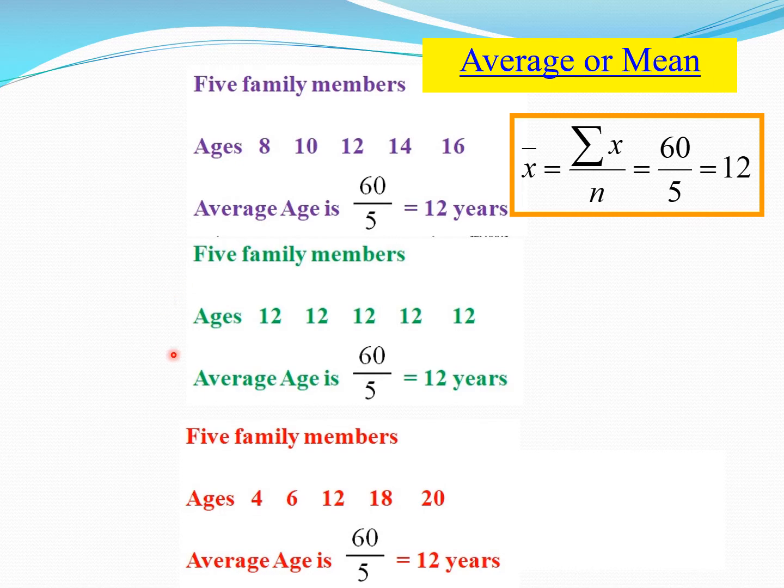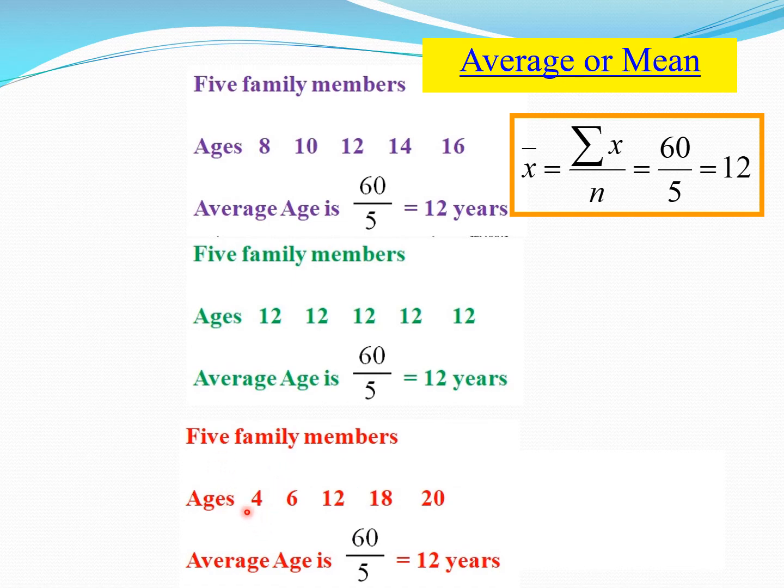Now let's look at a second family. Well, it's slightly unusual, but anyway, the ages of all the members are 12. And again, if you add up the 5 12s, you get 60, and you divide by 5, so the average age is 12 again. Here's another set of family members.